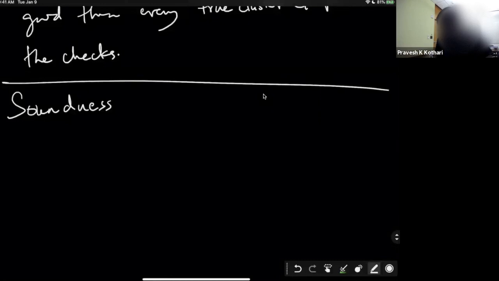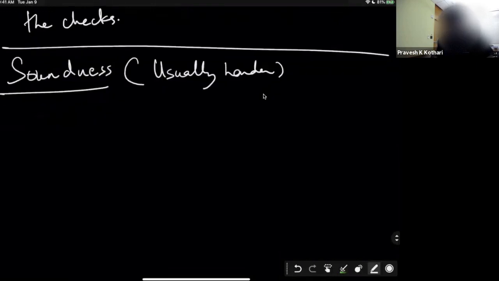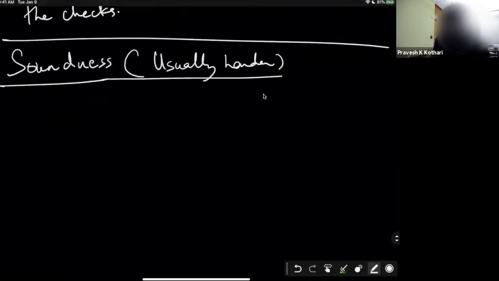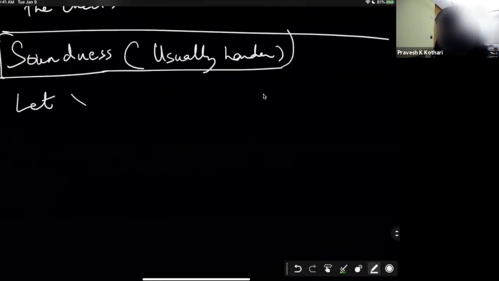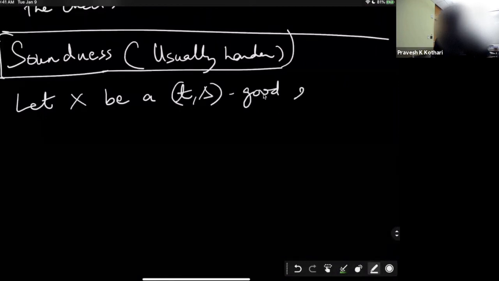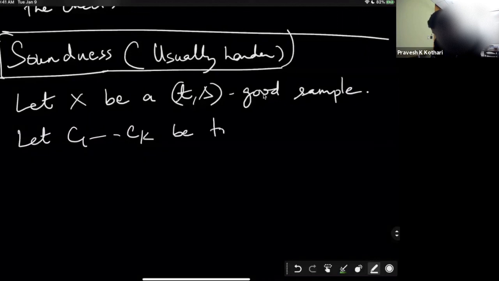So let's focus on that. At least write down the theorem statement. So let's actually give this x1 through xn the name x. Let x be a t delta good sample, and let C1 up to Ck be the true clusters. Of course, I don't know these, so I can't quite use them in my algorithm, but they're just going to appear in my statement.